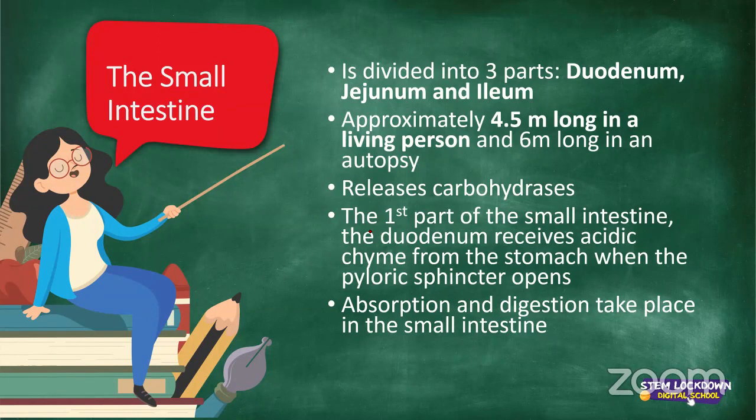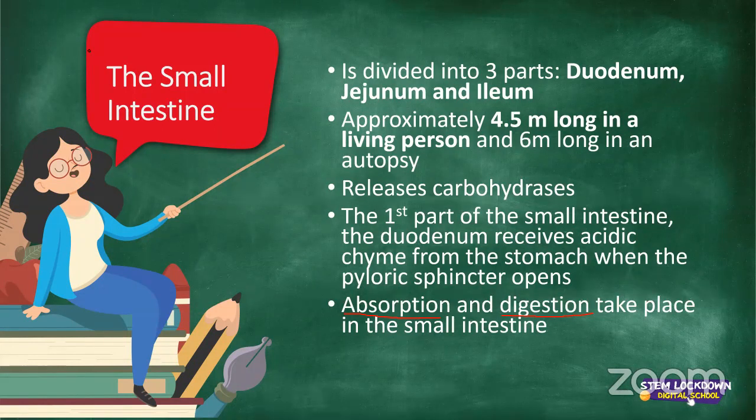Okay, the small intestine releases carbohydrates, right? And the first part of the small intestine, remember we said that it is the duodenum, receives acidic chyme from the stomach when the pyloric sphincter opens. Another thing to note about the small intestine is that both absorption and digestion take place. Guys, I asked what carbohydrates are. Please use the group chat to send through your answers.